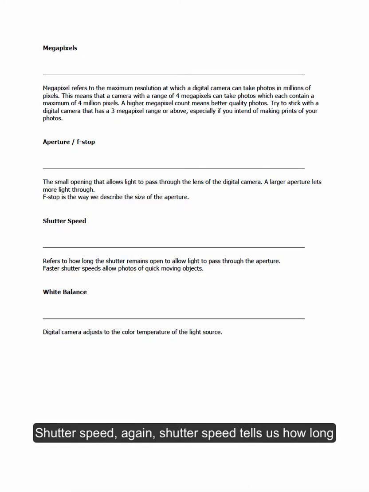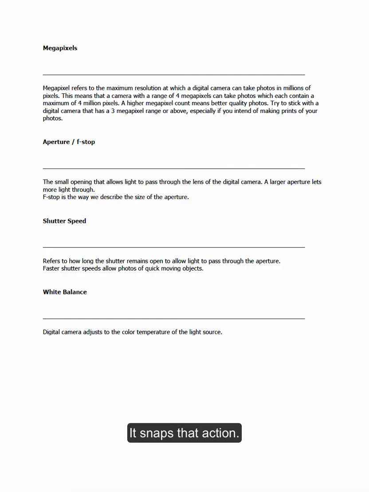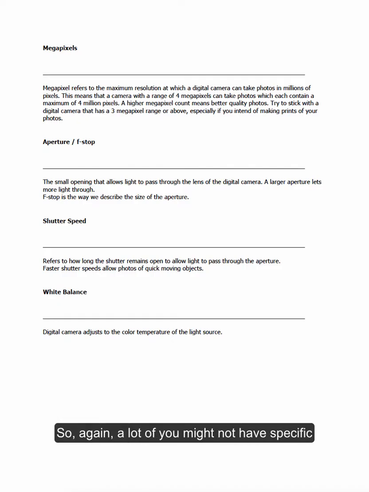Shutter speed. Again, shutter speed tells us how long that shutter remains open to allow light to pass through the aperture. Of course, a faster shutter speed is very quick, and it allows photos of quick moving subjects. It snaps that action. So again, a lot of you might not have specific shutter speed control, but you might have settings such as action photo or landscape photo. So again, you may have to do a little research, think about what we've talked about so far, and figure out what setting on my camera I think I can use to control that shutter speed.